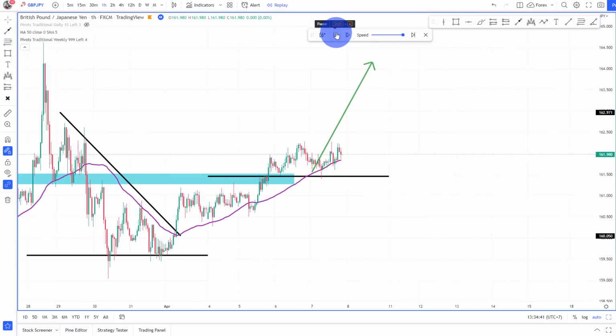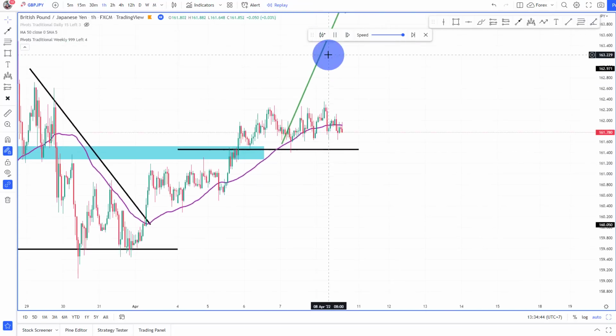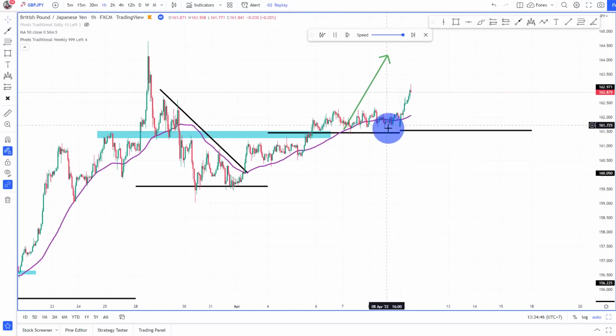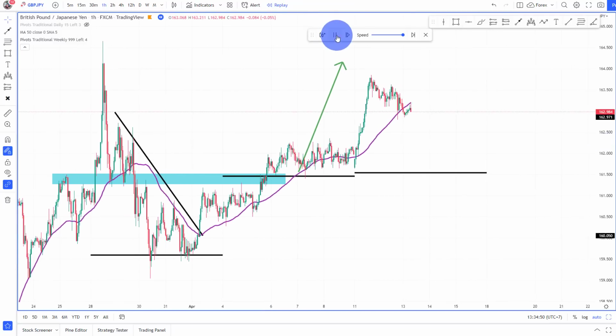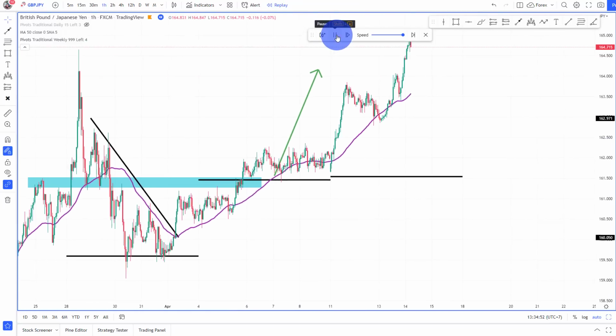And let's see. Let's just forward a little bit. We're trading around the pivot. It is holding. And let's continue. Okay, here we go. We have the base breakout here out of this structure. And then we continue higher. All right, so very interesting example.